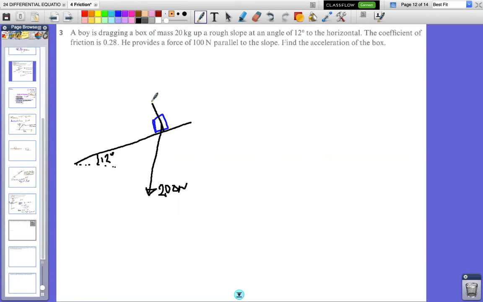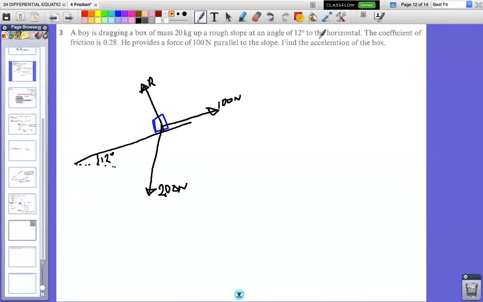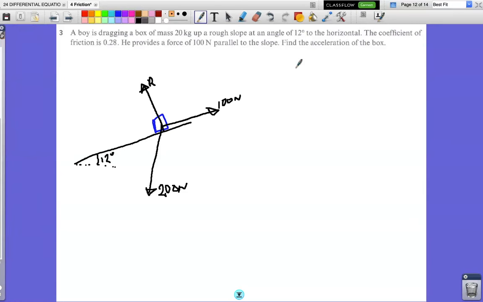There's a normal contact force, R. He provides a force of 100 newtons. And we are told that mu is 0.28. Just write it down there.